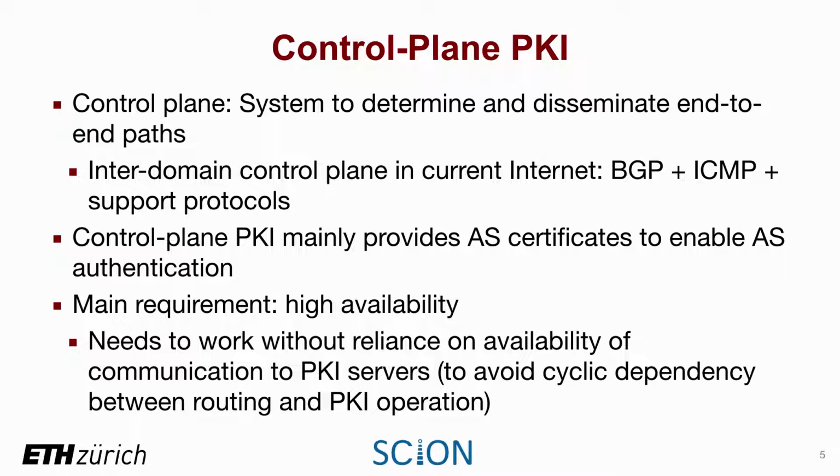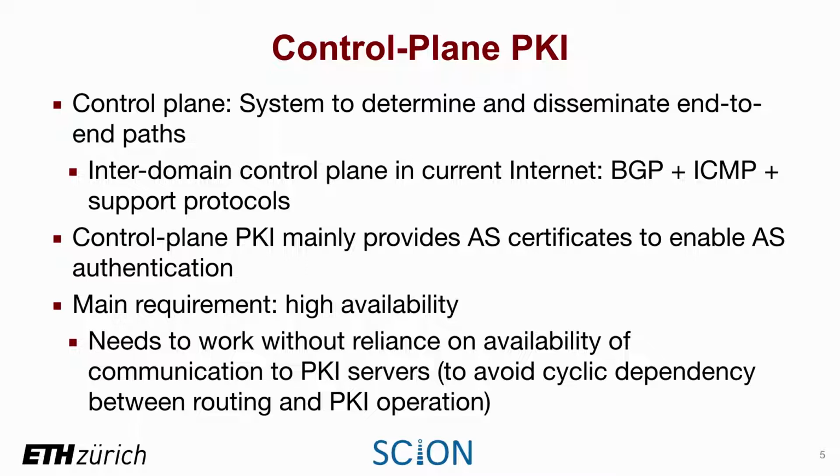The interdomain control plane in the current internet relies on protocols such as the Border Gateway Protocol, BGP, in addition to the ICMP protocol, as well as other support protocols. The control plane PKI mainly provides AS-level certificates to enable authentication of these autonomous systems. And so the main requirement that we have for this control plane PKI is very high availability.